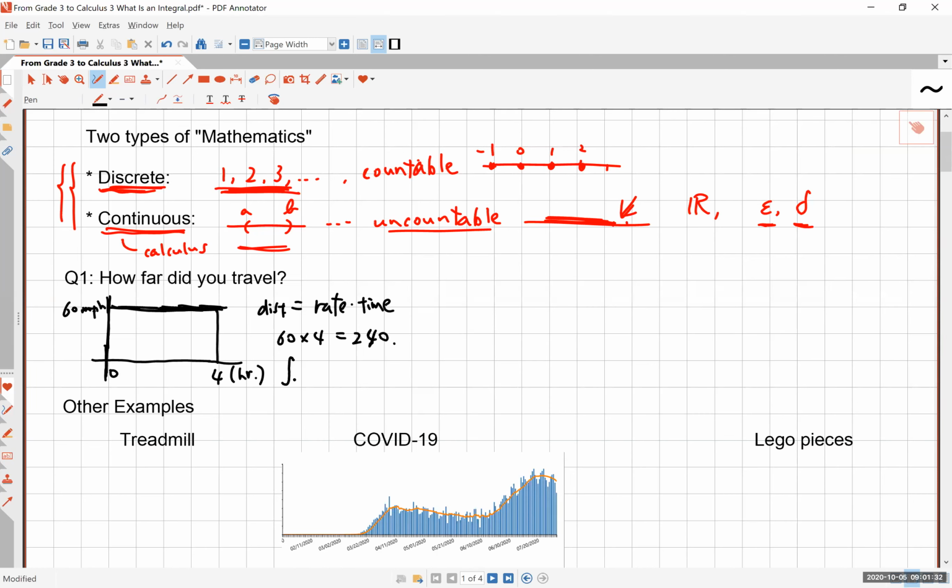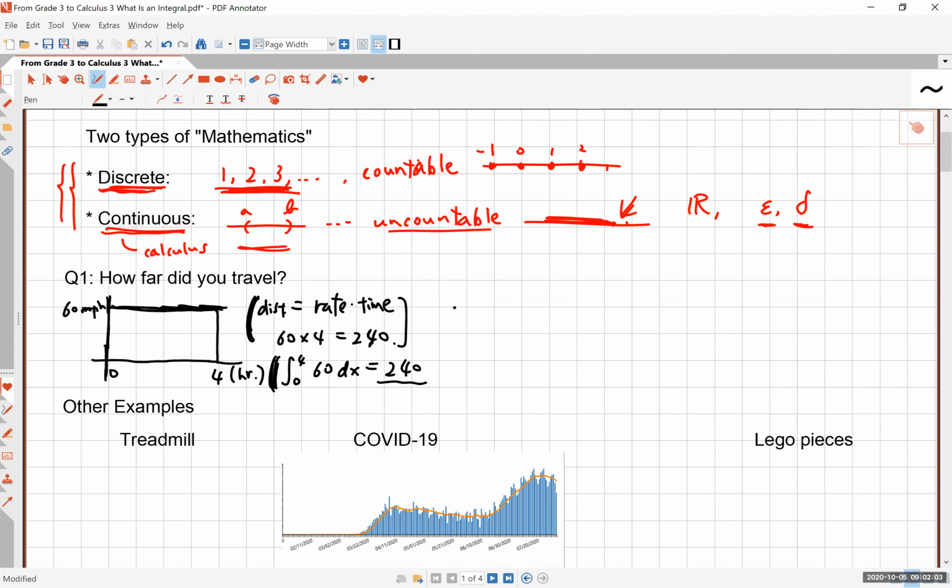Now, when you're in third grade, you probably didn't do it this way, but the integral from 0 to 4 of 60 dx turns out to be 240, right? So you know that you traveled 240 miles in 4 hours, if this is indeed your speed, okay? Now, this is your third grade. Okay, this is your calculus 1, whenever you do calculus 1, maybe fourth grade, right? So you can tell that these are different ways of doing this, right?